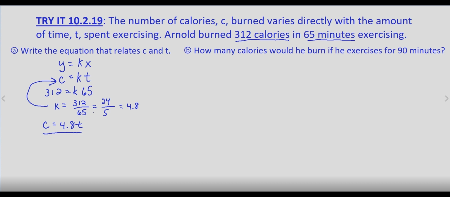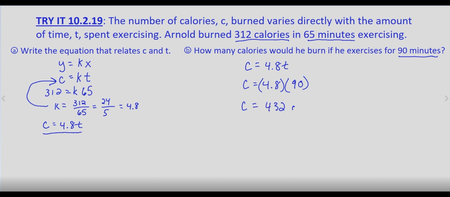Now, in part B, we're asked how many calories would Arnold burn if he exercises for 90 minutes? Well, we have our equation here, C equals 4.8T, and we're given a time, 90 minutes. So we substitute that into our equation. C equals 4.8 times 90, and if we multiply that, we get 432.